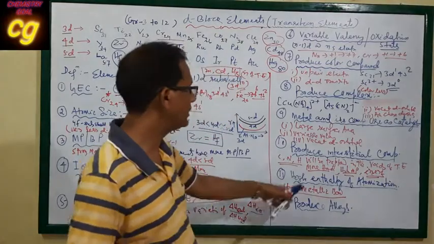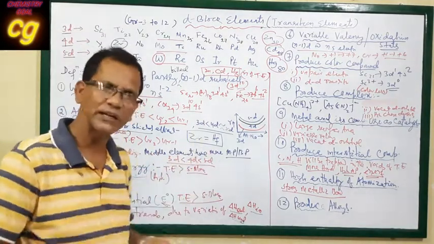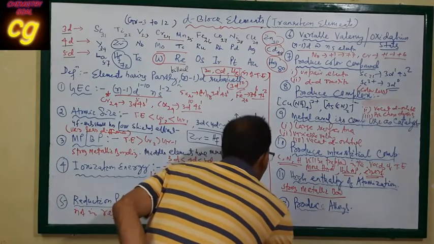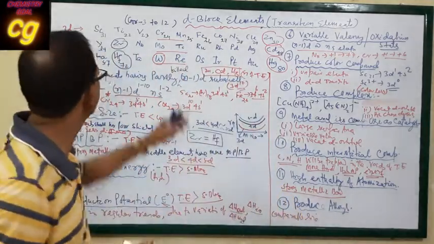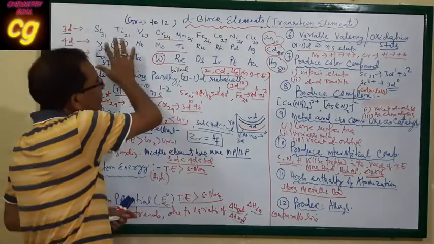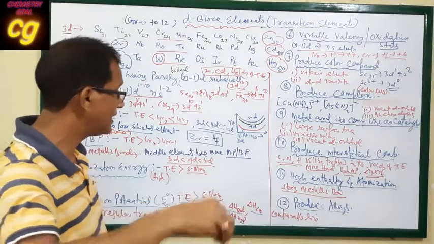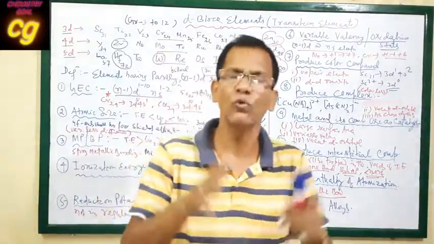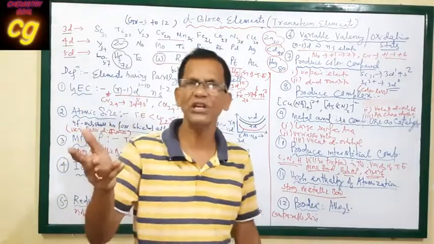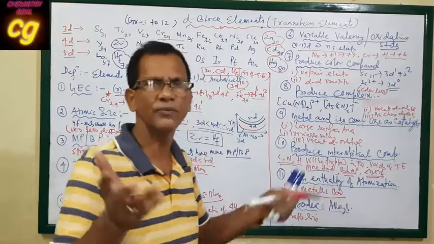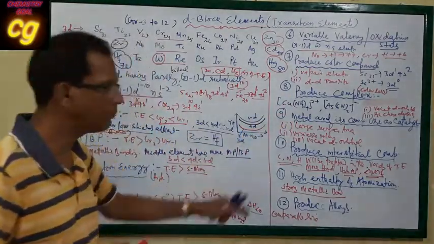Another important property of transition elements is that they produce alloys. Why do they produce alloys? Alloys means mixture of metals, because of comparable size, means similar size. Already discussed, their size does not differ much, due to increase in nuclear charge and increase in shielding effect. That's why their size is approximately the same, so one can fit with another in the crystal. That's why they produce alloys. You know brass, bronze, steel, so many types of alloys are produced by the combination of different metals. So due to comparable size, these transition elements produce alloys.